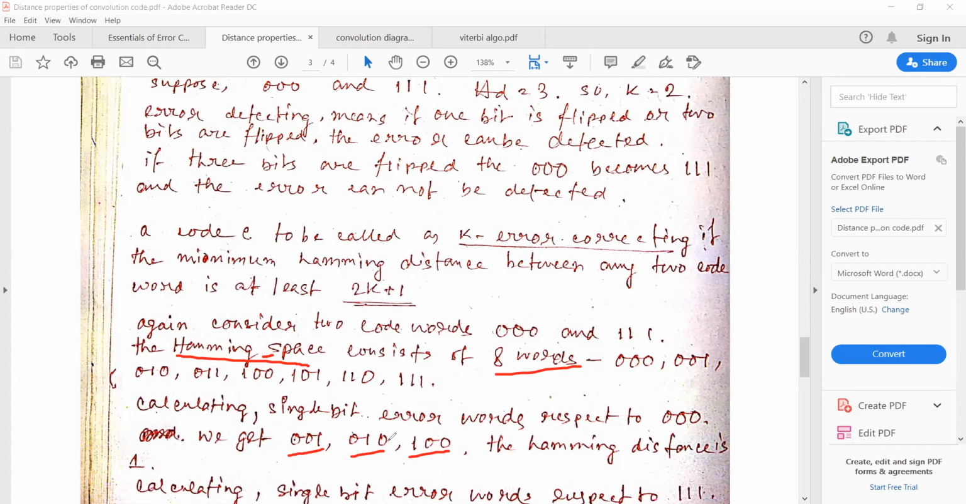will be 1. So if the Hamming distance is 1, then it can be said that these are single bit error words. Why is this single bit error? Because this is 0, 0, 0. I'm concerned about 0, 0, 0 and 1, 1, 1.